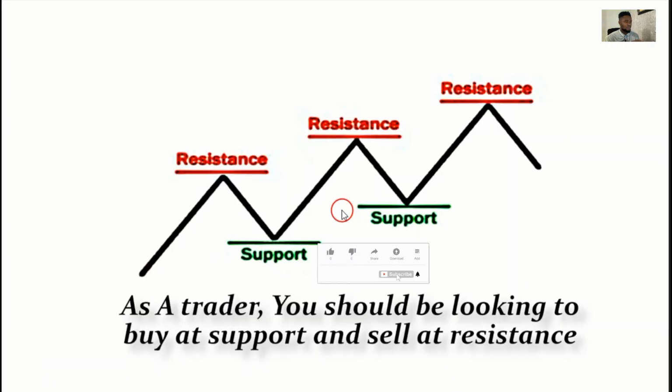Now, this is an example of how support and resistance look. As you can see in the diagram below, we sell at resistance. We sell at resistance. You all know that the market doesn't move in a straight line. The market moves in a zigzag formation, like a wave.